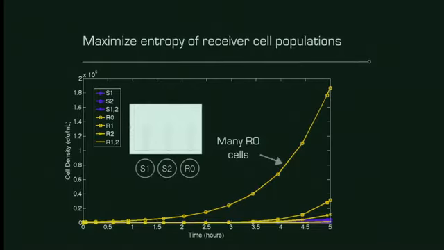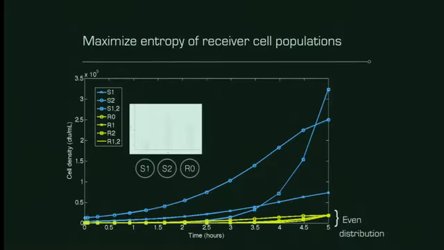So now if we optimize using just constrained optimization, we see that sender cell 1 in this case is very, very low compared to sender cell 2, and sender cell 2 is slightly higher than the initial input. But basically, once we optimize for the inputs, we can get even distributions of these receiver cell populations at the end point. But we also might care about message coverage rate.